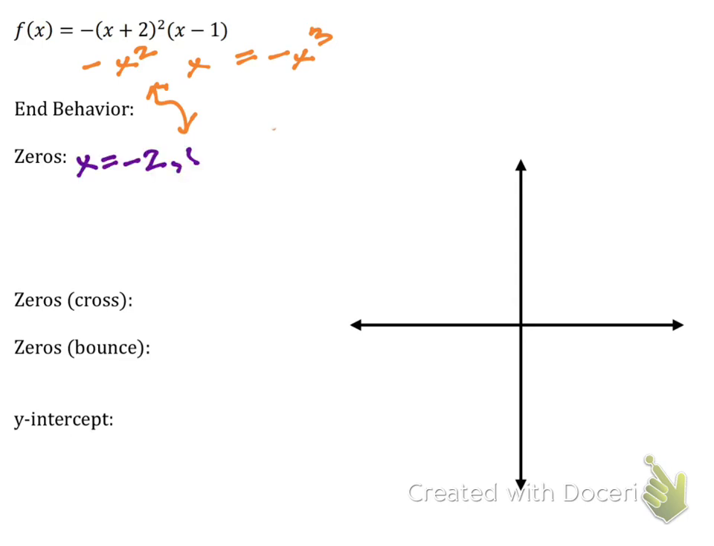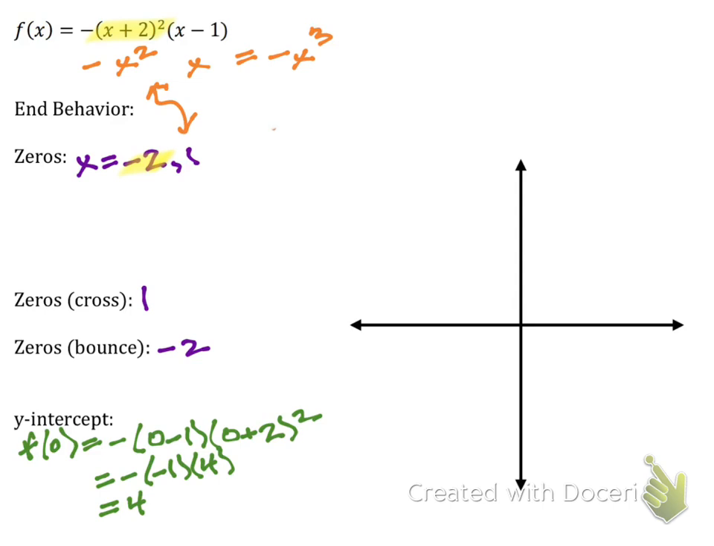Starting by looking at our zeros, we're just pulling those out. Seeing if we have any even multiplicities, we do. So that even multiplicity creates a bounce. We have a cross at the 0. Looking at our y-intercept, it's 4. Putting those values on our graph. Now we're going to look at the behavior everywhere.